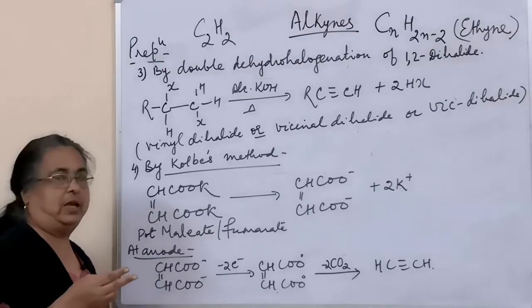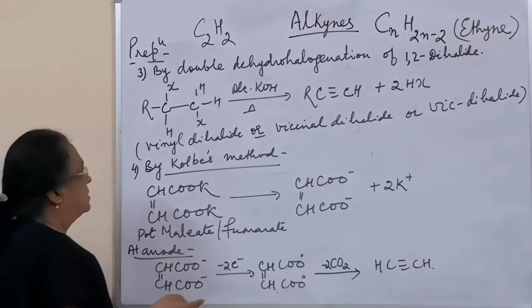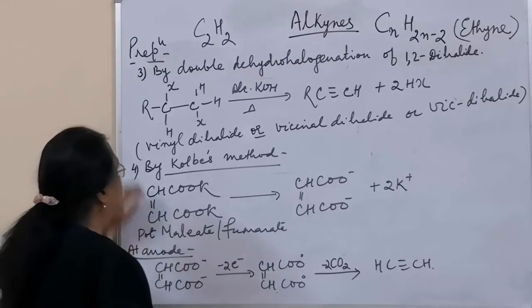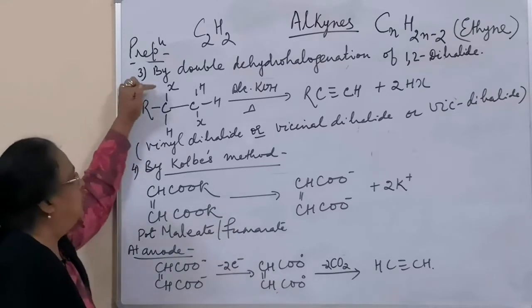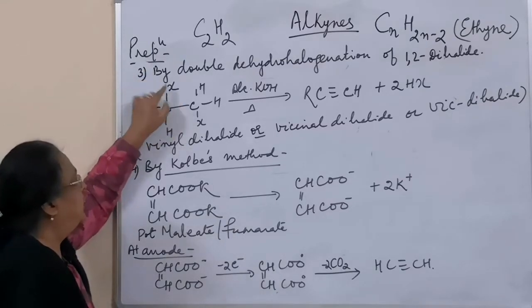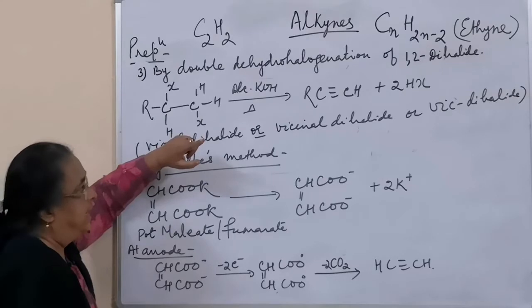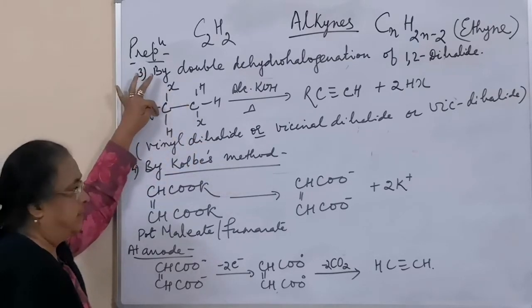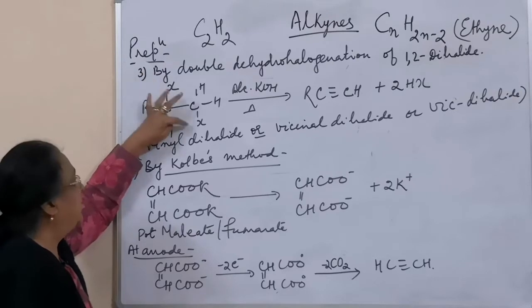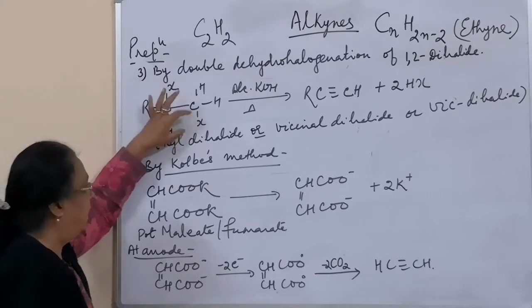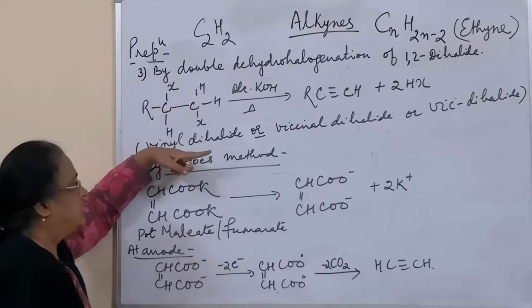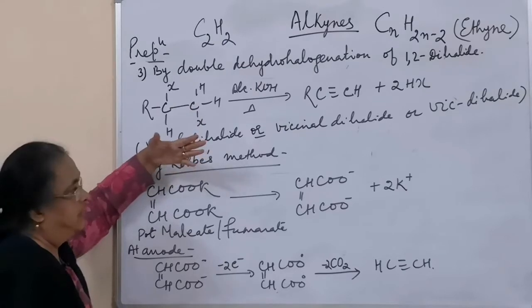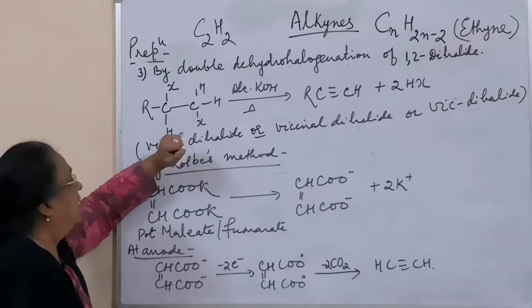The first step is very fast, but the second step is slow. And this compound, in which the halogens are at different carbons, is written as a dihalide. So the halogens are not on the same carbon but on different carbons. That's why it is called vicinal dihalide, or simply vic-dihalide.